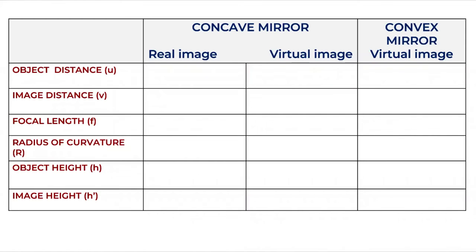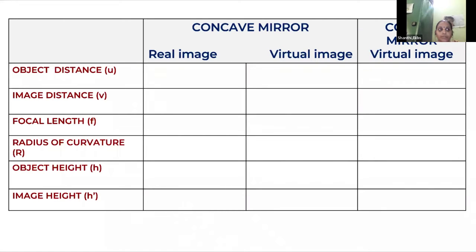What about focal length? Focal length is negative for concave. For convex, it is positive. Good. Then object height, real image. Positive. Object height is positive for all.